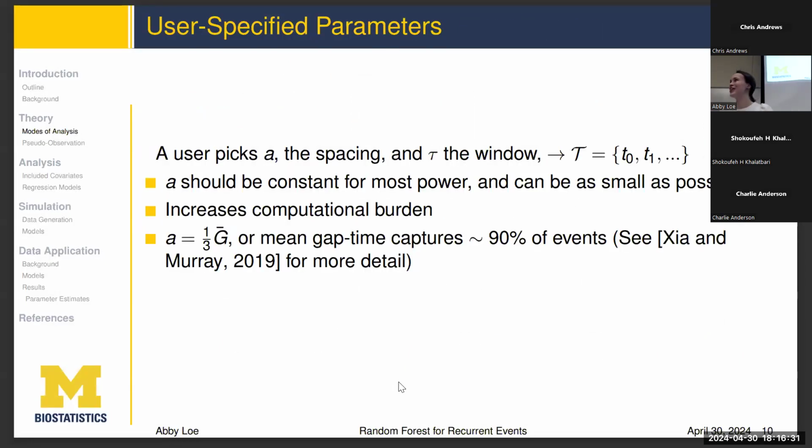So this also gets to your question about these user-specified parameters. We're picking the spacing, so I've denoted A, the spacing between our windows, and tau, our window of interest. A should be constant for the most power, and it can be as small as possible. There's that trade-off with how many of these repeated measures we are thinking about taking on a person. There was a paper by Shia and Murray in 2019 that played with what are the best choices for our different recurrent events? What is the best choice of tau? What is the best choice of t?